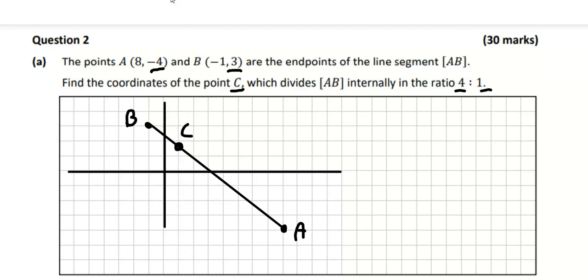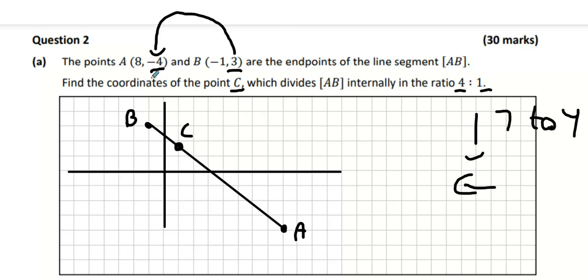Now here's what we're going to do. We're going to analyze 3 down to minus 4. That's 7 in the Y value. So you're going 7 in the Y value when you go from A to B. The next thing, you're going left from 8 to minus 1. That's across 9 in X.